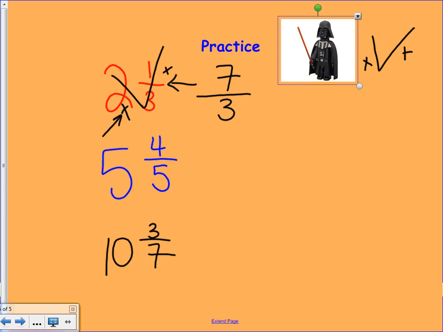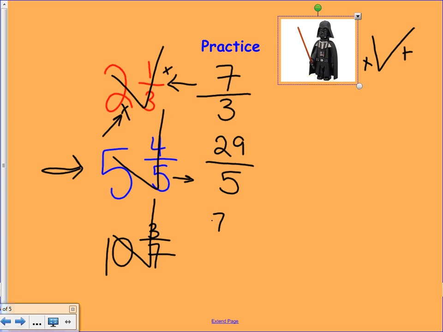Now this one right here, quality check. 5 times 5 is what, class? 25 is correct. 25 plus 4? 29. And our denominator does what? It stays the same. Number 3. Do our quality check. What is 10 times 7? Plus 3? 73. What happens to our denominator? Stays the same. So we get 73 over 7.